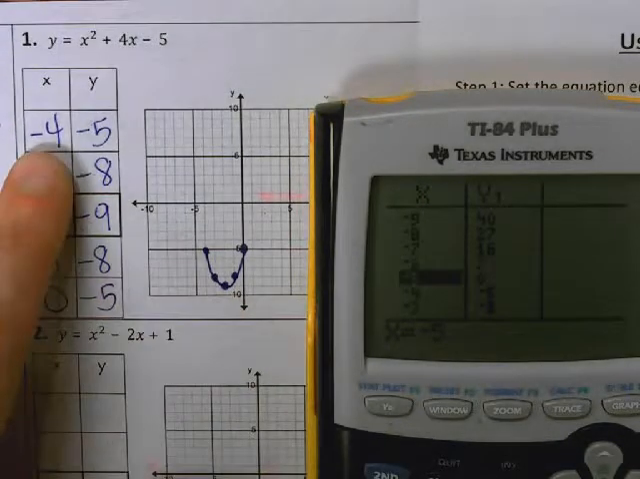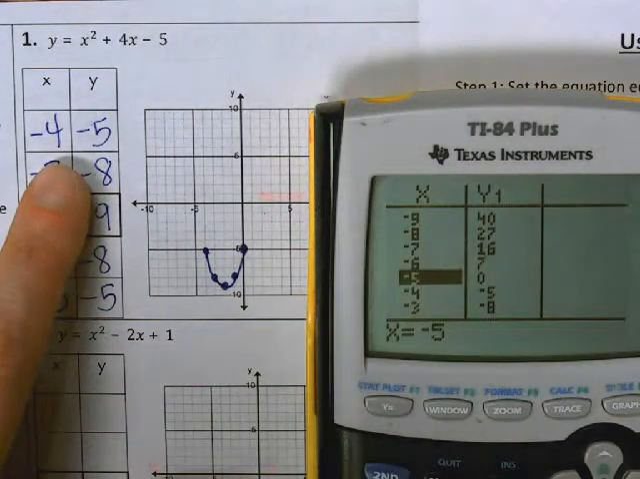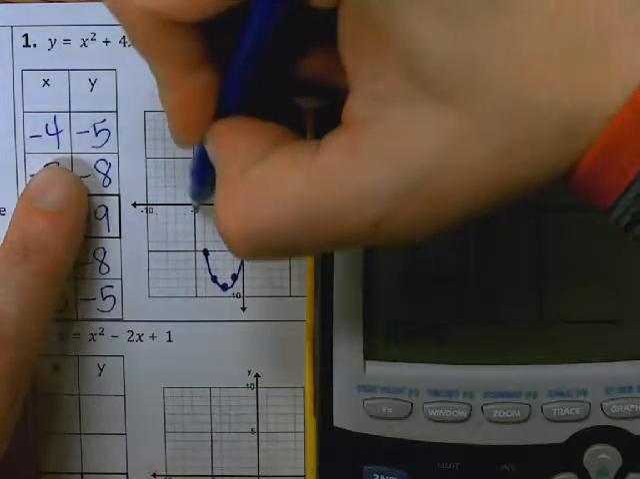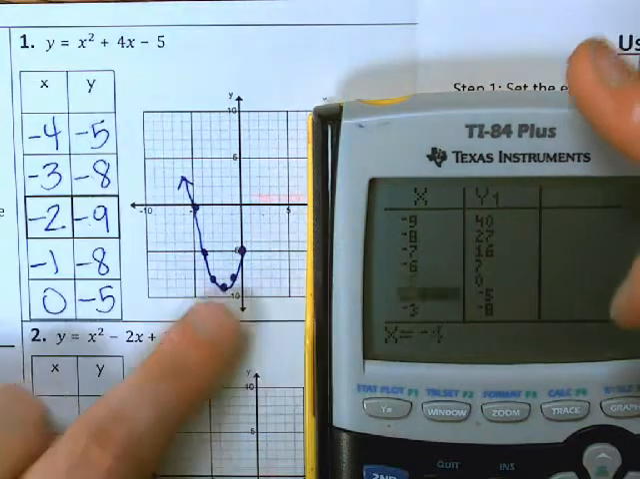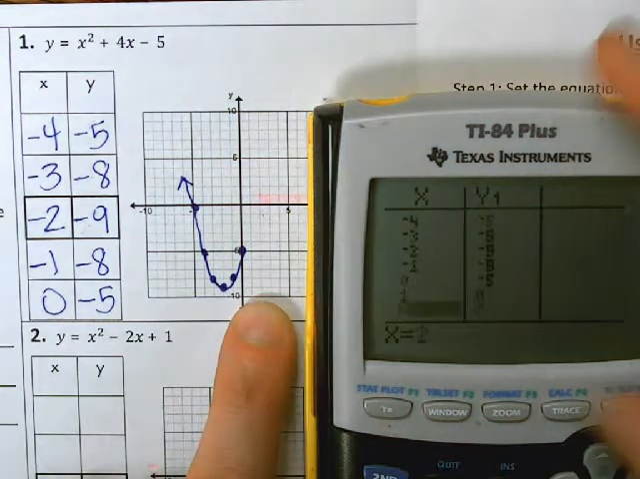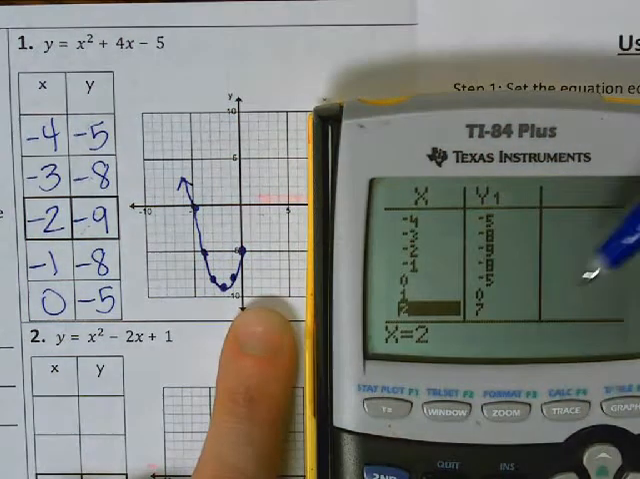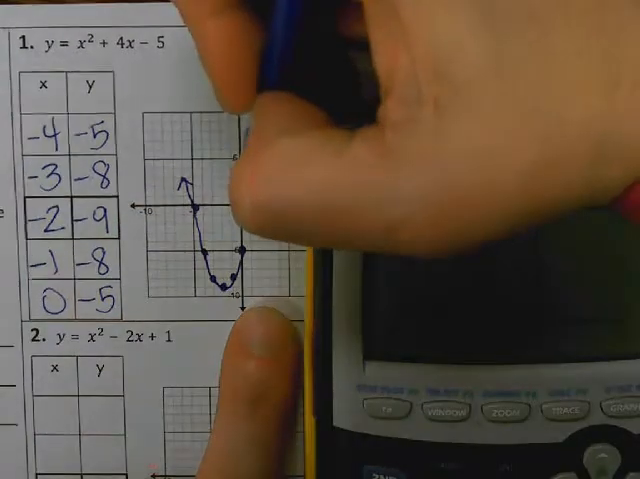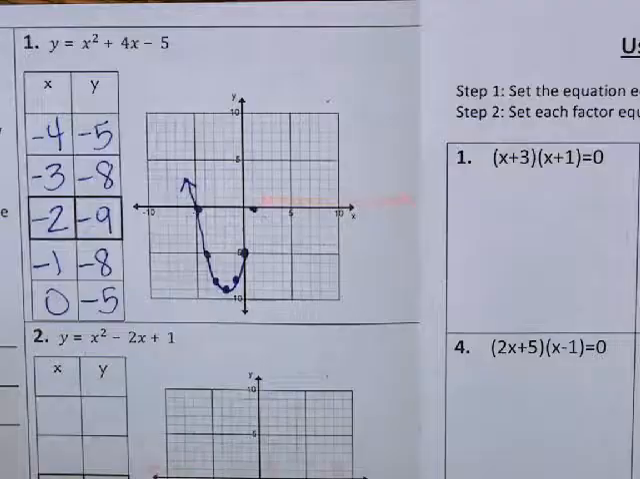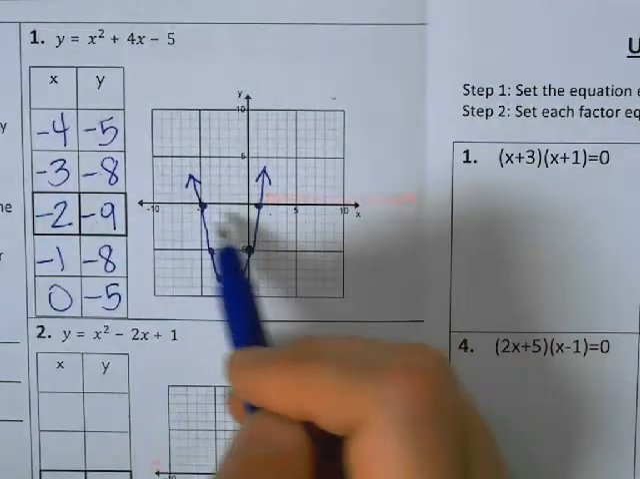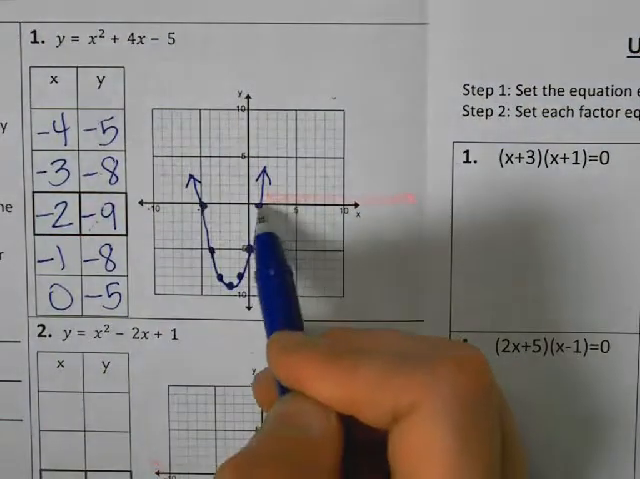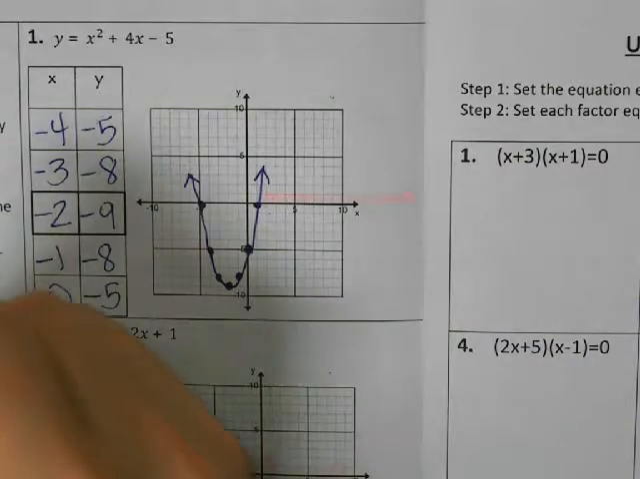Sorry, I got lost. Okay, at -5 the y-value is 0, right? So I'm going to put a point right here at (-5, 0). So I found one of my zeros. And then that looks like it must mean that 1 is also going to be 0 if I go on the other side of my table, because they're matching points. Okay, so my answers are -5 and 1.